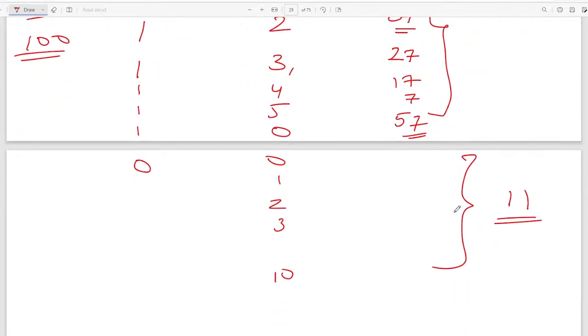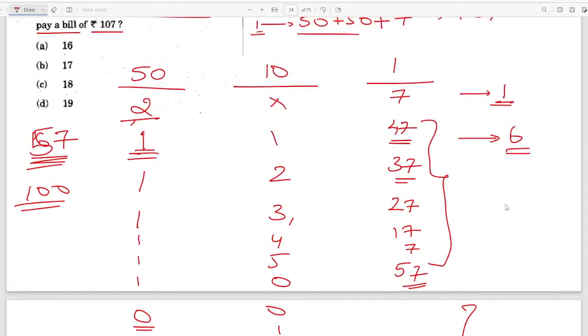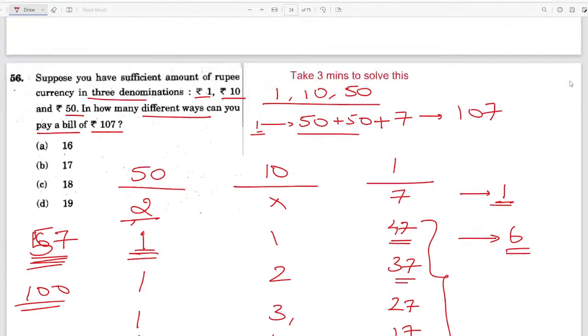So this is 11. In this one, if you are using none of the 50 rupee notes, you would have 11 ways. So total would be 11 plus 6 plus 1. That is 18. There are 18 ways in which you can pay the bill. The answer is C. I hope this is clear.